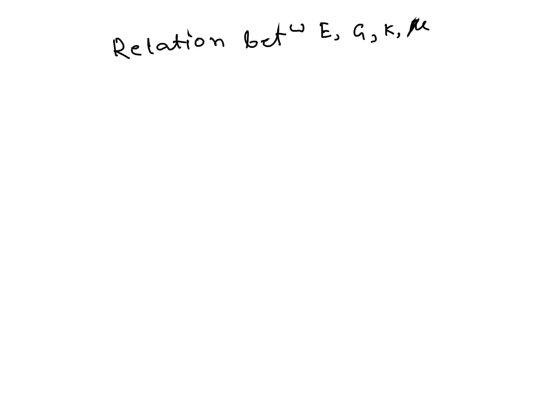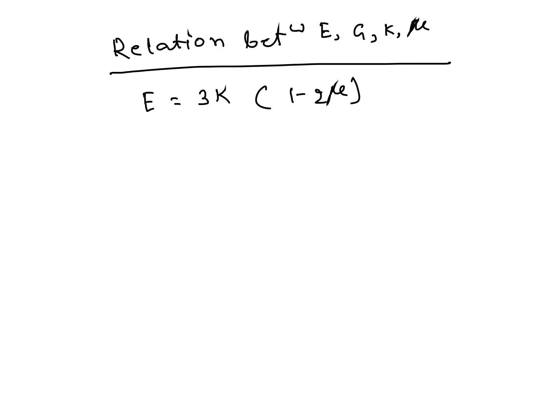Relation between E, G, K and mu. This is very important in solving problems. In theory also, sometimes they directly ask for this relation. E equal to 3K into 1 minus 2 mu. This is the relation between E, K and mu. E equal to 2G into 1 plus mu. This is the relation between E, G and mu.